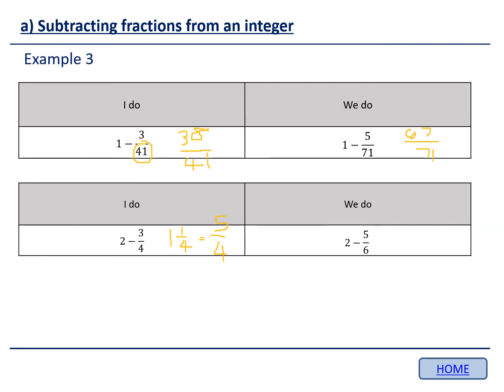Okay, and the we do you should have had. So it was 2 again, and we know that 1 whole one was 6 over 6. So we're taking 5 away of those 6, so we end up with 1 whole one and 1/6, or as an improper fraction, 7/6.